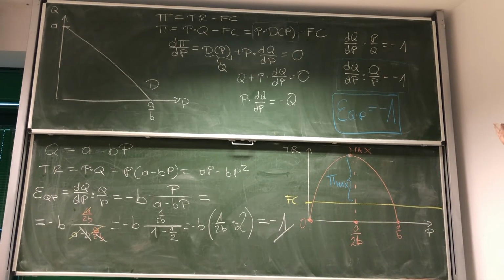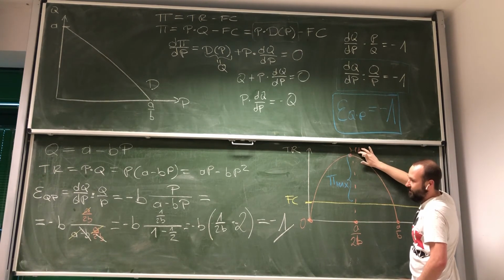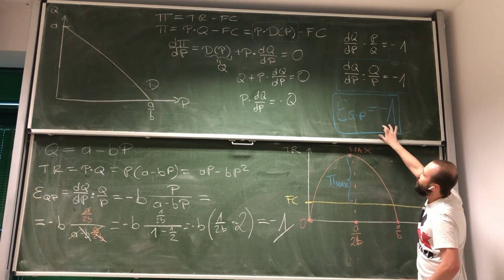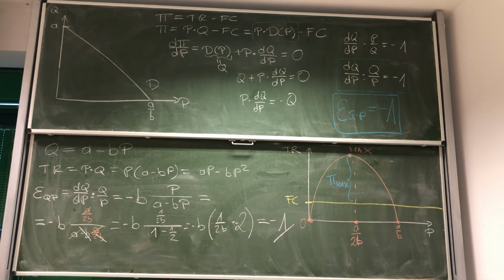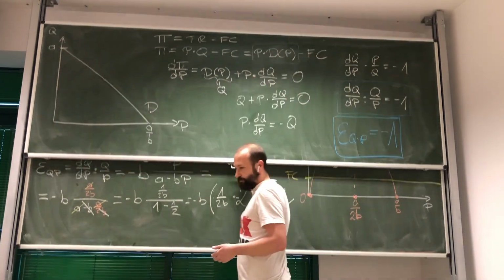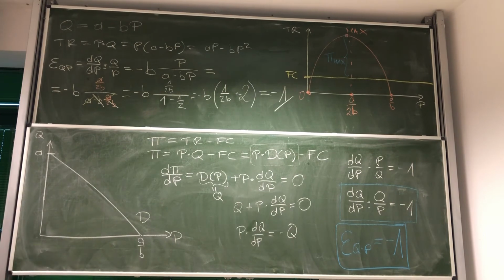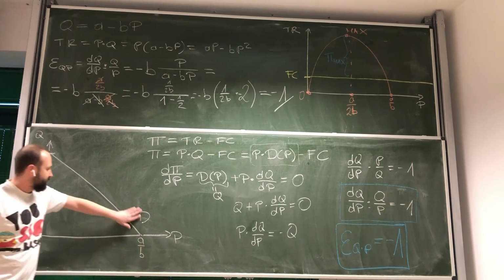Again, I hope you can see that the point at which we are receiving maximum revenue is the same point when price elasticity of demand is equal to negative 1. Okay, now maybe some intuition behind it. I hope you can see it quite easily even from this graph.